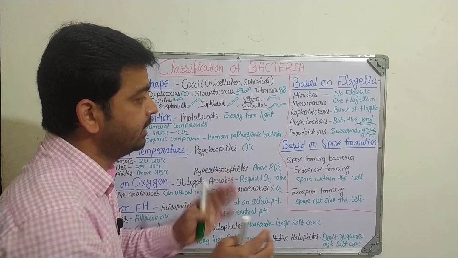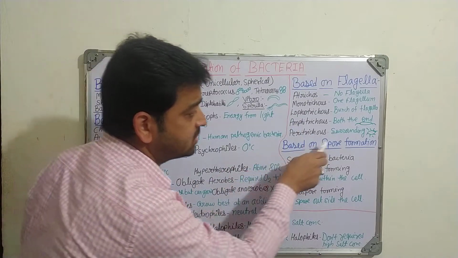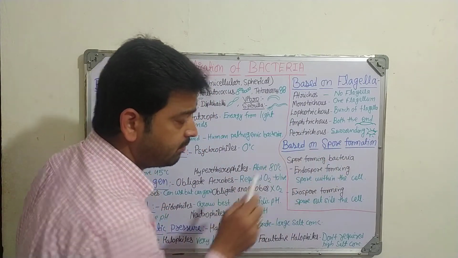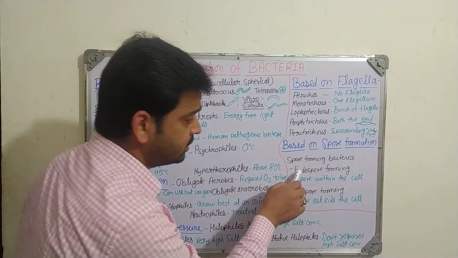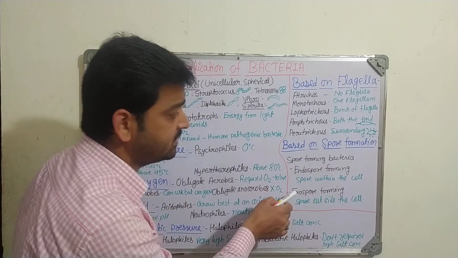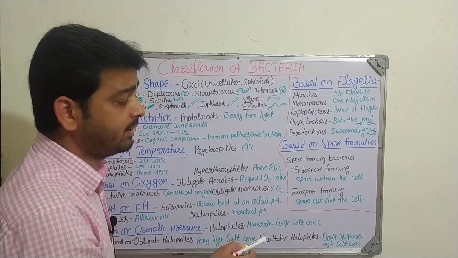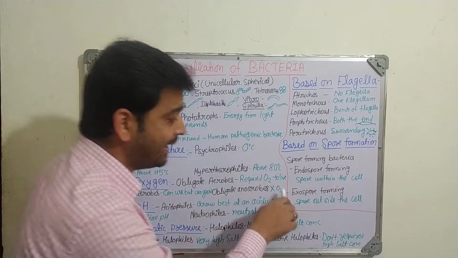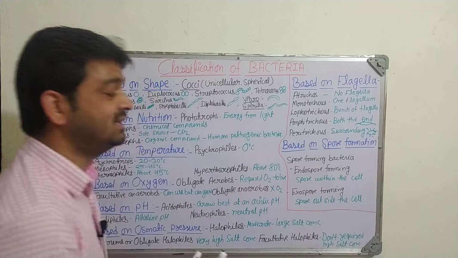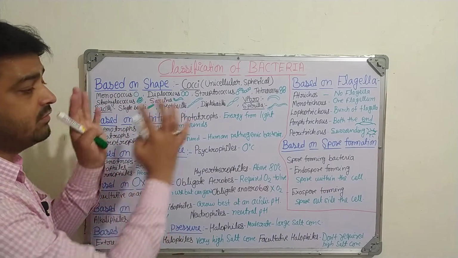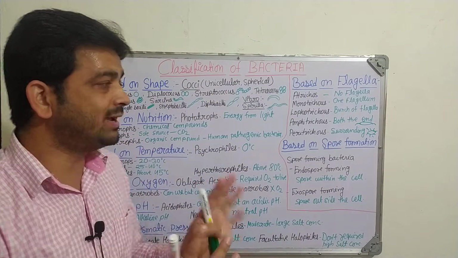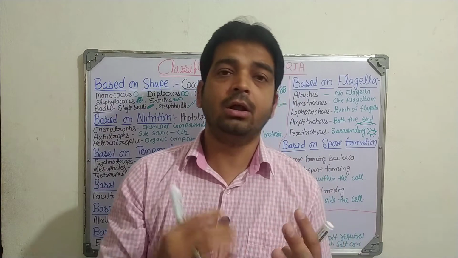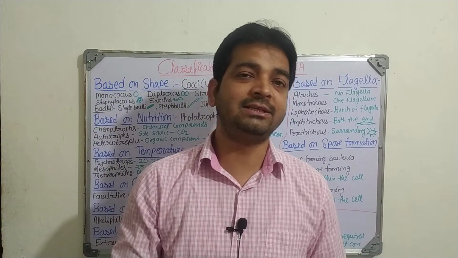Then the last one, based on the spore formation. Spore forming bacteria are also available, divided into two categories: endospore forming bacteria and exospore forming bacteria. Endospore forming bacteria form the spore within the cell, and exo means they form the spore outside of the cell. So these are the different modes of classification, which you can summarize on one page, and remember from the exam point of view.